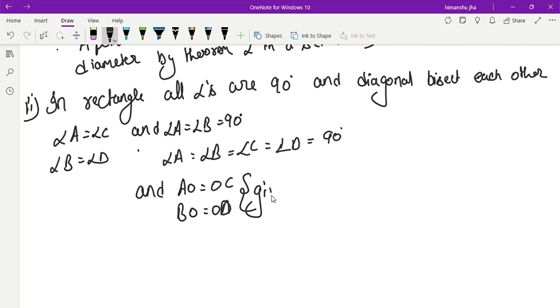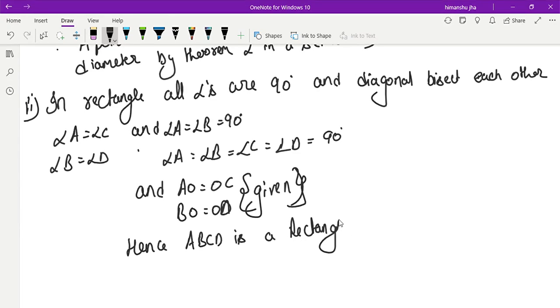This is given in the question itself, it is given that these two diagonals bisect each other. Hence, ABCD is a rectangle. Proved. Note it down.